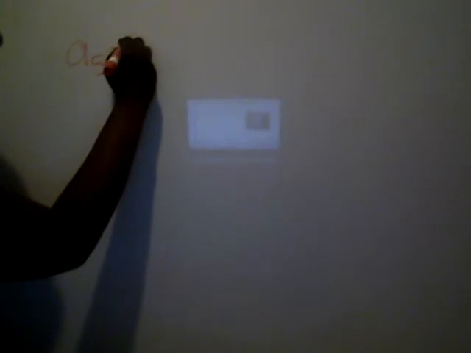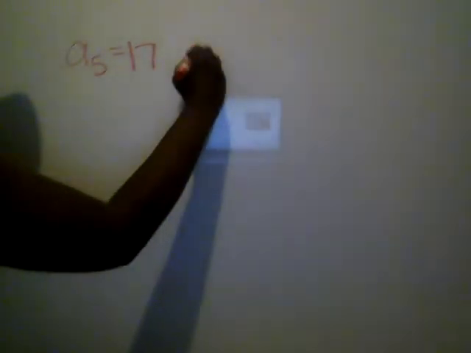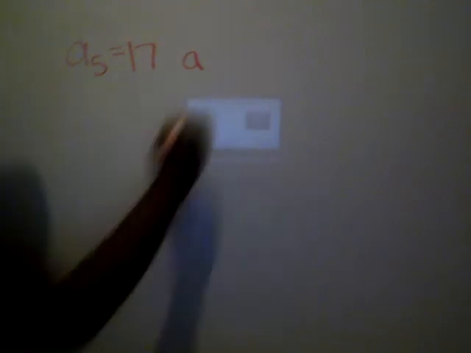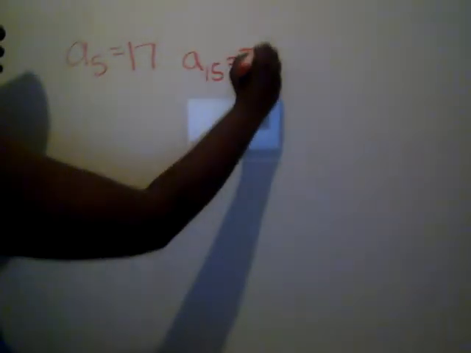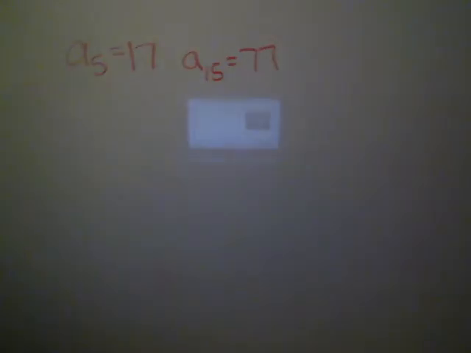So let's say they don't give you the sequence, because if you have the sequence, it's relatively easy to find the equation. Let's say instead they give you 2 random pieces of information. Let's say they tell you that a sub 5 equals 17 and a sub 15 equals 77. And that's all they give you, and they want you to write a rule.